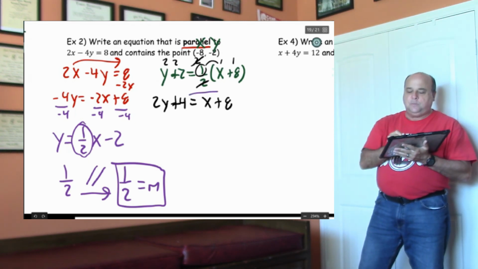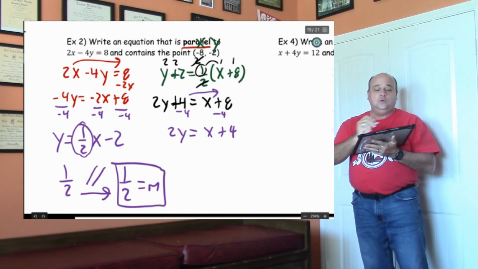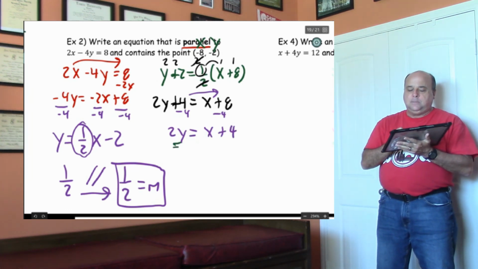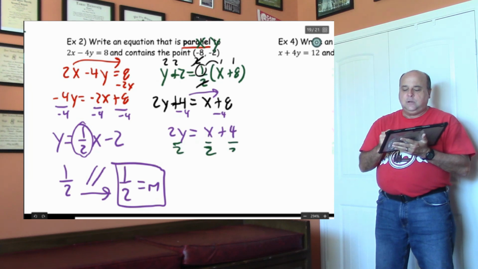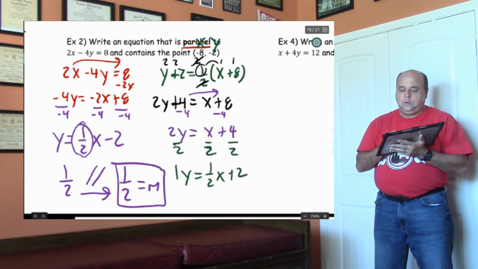The next step is to move that 4 over, right? So I'll have 2y equals x, 8 minus 4 is 4. And then I'm going to divide by 2 three times, aren't I? And I'll end up with y equals 1/2 x plus 2.